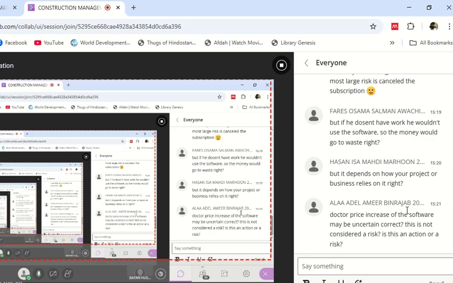Price increase can be uncertain. Yes, that's a risk. Increase in price can be a risk. Yes.